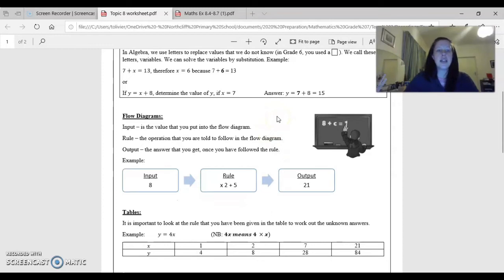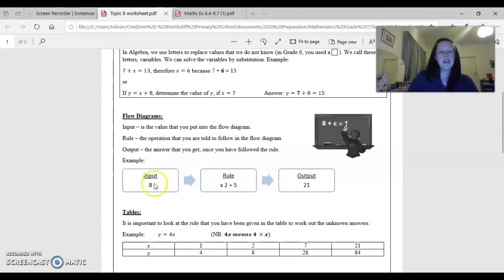We also get flow diagrams. Here we have an input, a rule, which is our process. So what happens to the input to give me the output? The rule is the operation that you are told to follow in the flow diagram. The input is the value that you put into the flow diagram, and your output is the answer that you get once you have followed the rule.